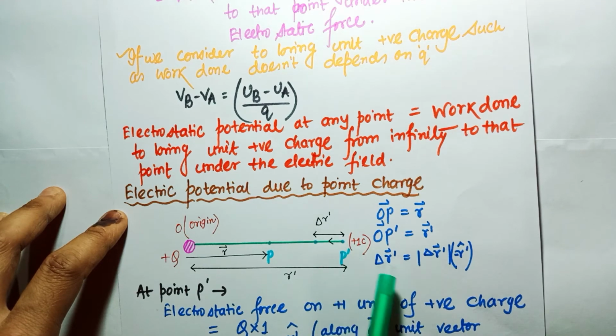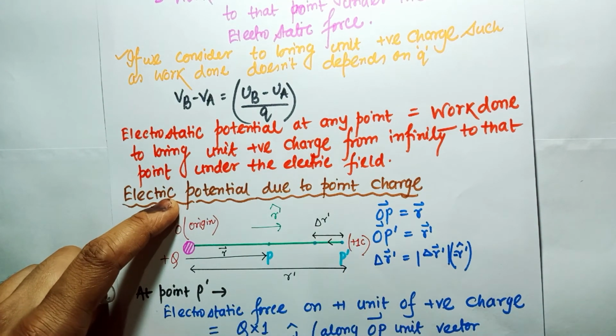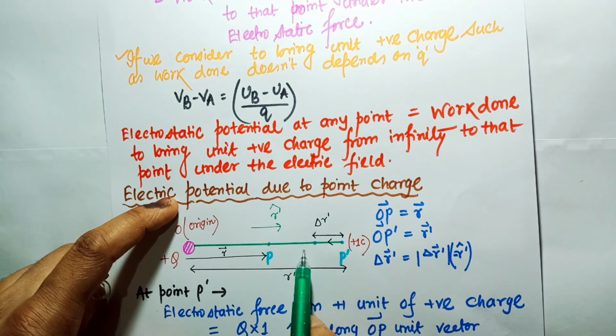So delta r prime is equal to magnitude of delta r prime times the unit vector. In this direction this is the r cap, this is the r prime cap. As the 1 unit of positive charge is moving from right to left, this will be minus of r prime cap.